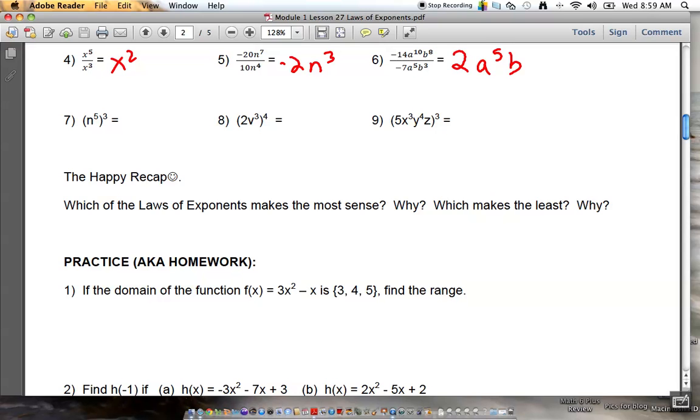Why do you think I chose a 10 and a 5 here? What do you think I was trying to get you to do? Make sure you don't divide. That's right, make sure you don't divide. That was the whole purpose behind choosing those numbers. It's not an accident.